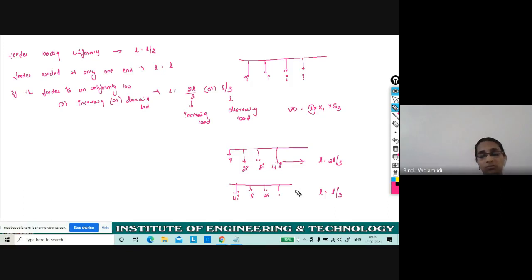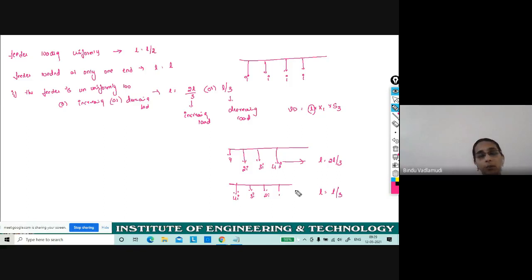So all of you note down. If the feeder is loaded uniformly, then L is equal to L by 2. Next point: if the feeder is loaded at only one end, then L is equal to L.